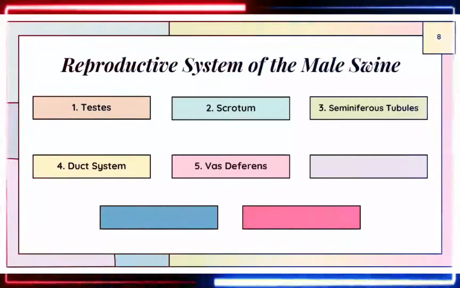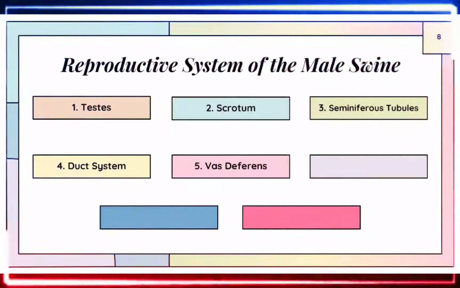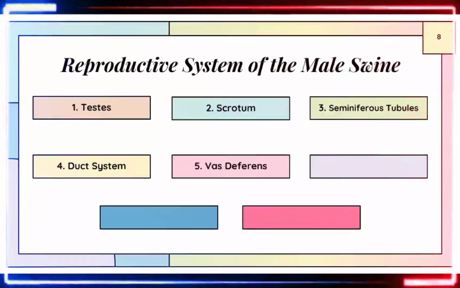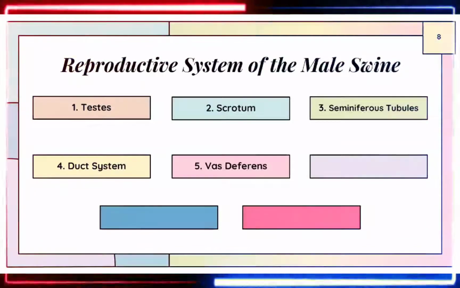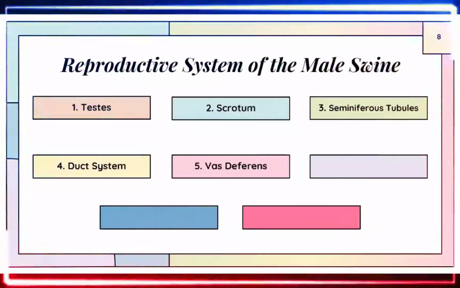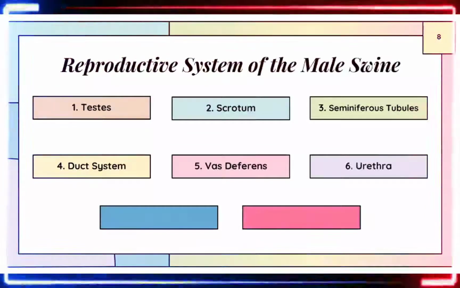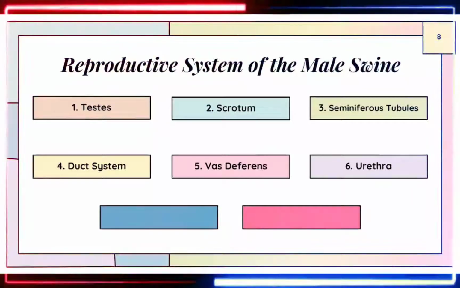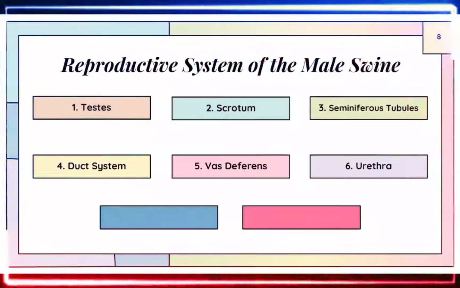Vas deferens. The vas deferens is found at the end of the tail of the epididymis, which strengthens and enlarges to form an ampulla. The vas deferens is a muscular structure that propels the spermatozoa from the epididymis to the ejaculatory duct at the time of ejaculation. Urethra is where spermatozoa and accessory fluids are mixed. It has a loop called the sigmoid flexure.